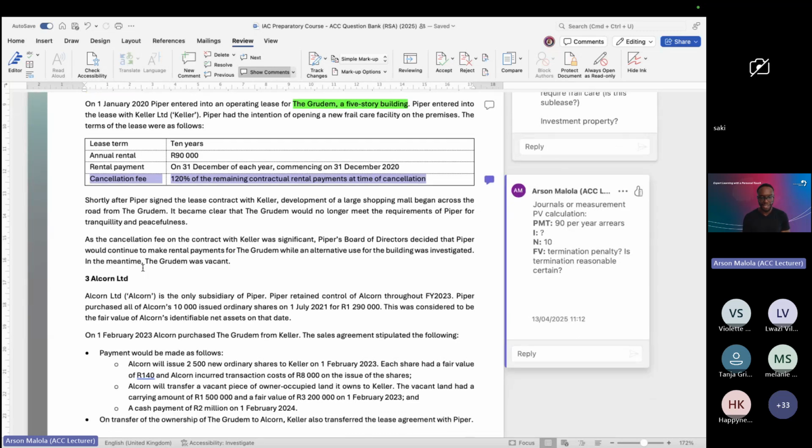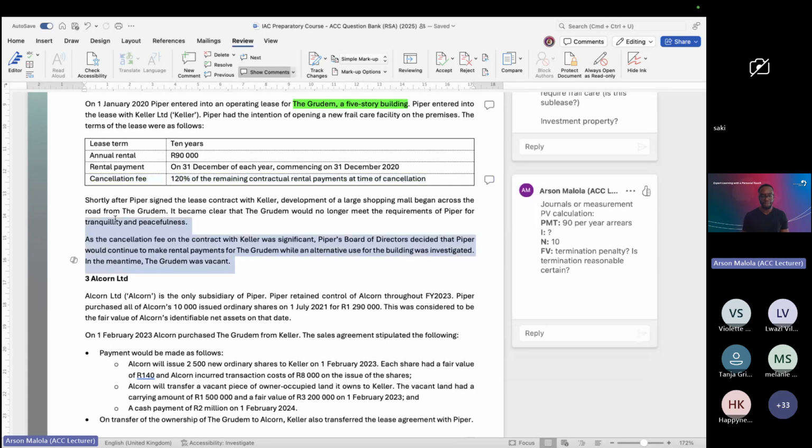Shortly after Piper signed the lease contract with Keller, development of a large shopping mall began across the road from the Grudem. It became clear that the Grudem would no longer meet the requirements for Piper's tranquility and peacefulness. As the cancellation fee in the contract with Keller was significant, Piper's board decided that Piper would continue to make payments for the Grudem while an alternative use for the building was being investigated. In the meantime, the Grudem was vacant.